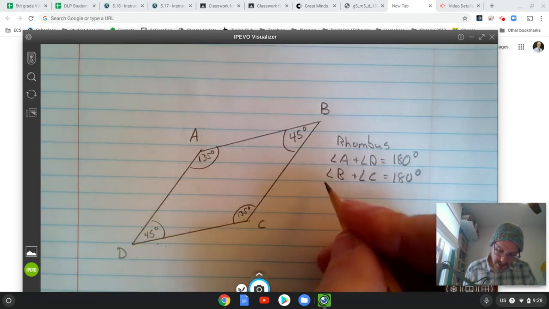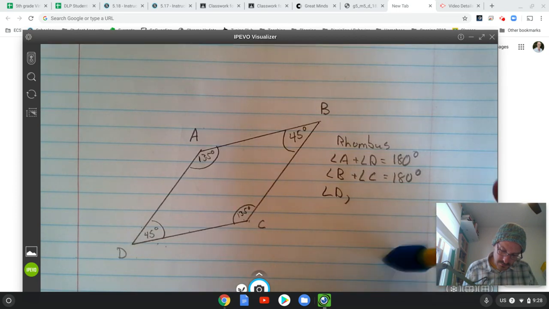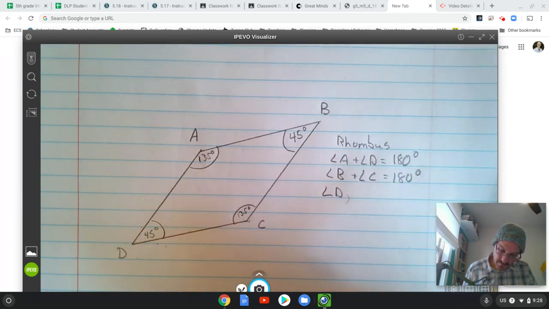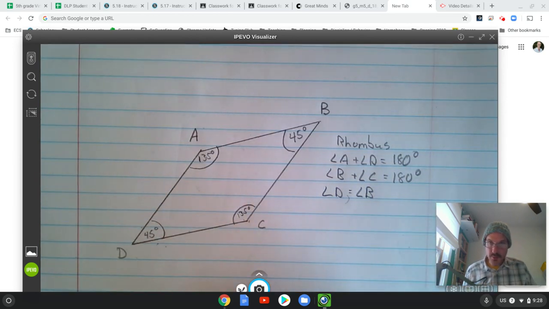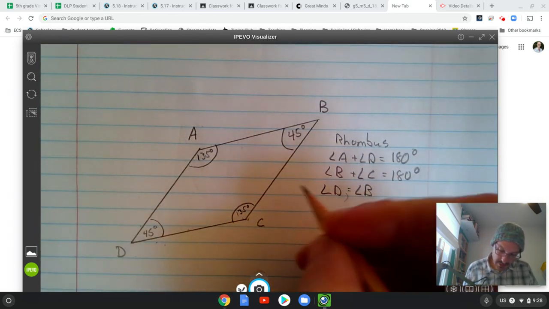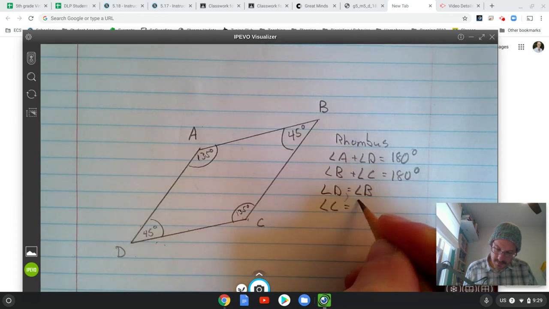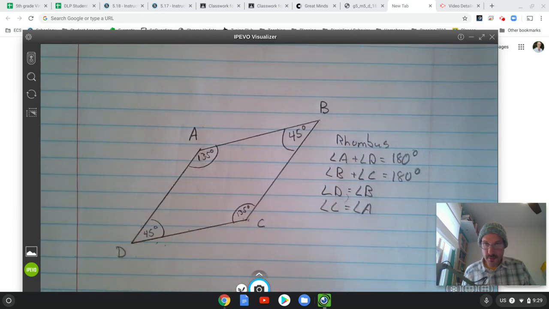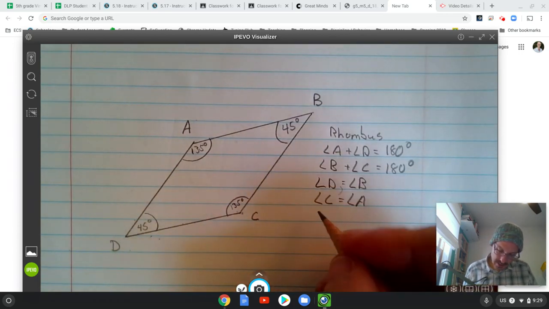Angles D and B are the same. Angle D is equivalent to angle B, which will always be the case. Angle C is equivalent to angle A, which will also always be the case. The length of each side is equivalent.